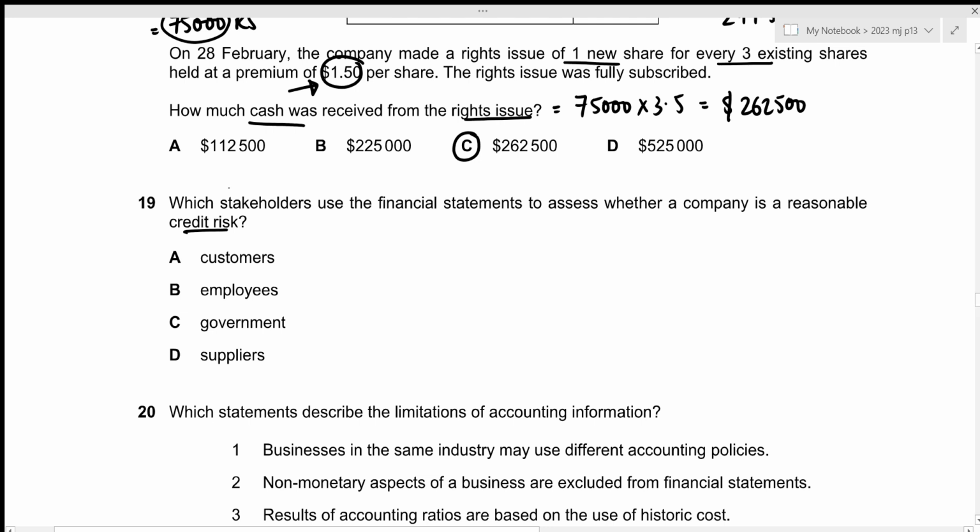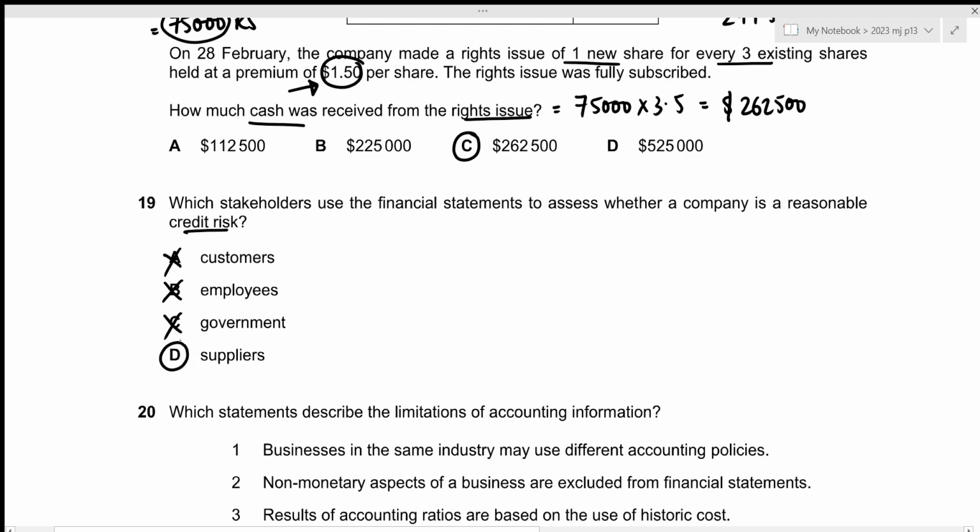The first one is customer. The customer will have nothing to receive from the business, so this is definitely incorrect. Employees will get their salary per month, so they do not have concern with credit risk. Again, for the government as well, they will receive tax on the profit, so they do not have any concern with credit risk. Then we have suppliers, which are definitely concerned with credit risk, because if there are chances of the company going default, then the supplier will not get their money for the credit purchases made by that particular company. So our correct answer is option D.